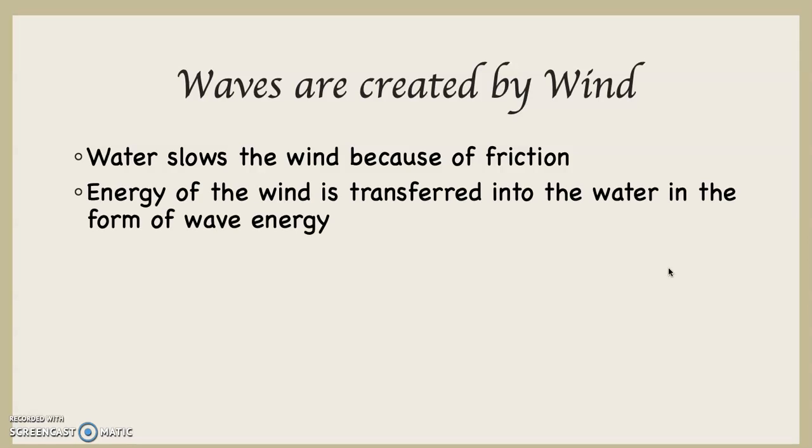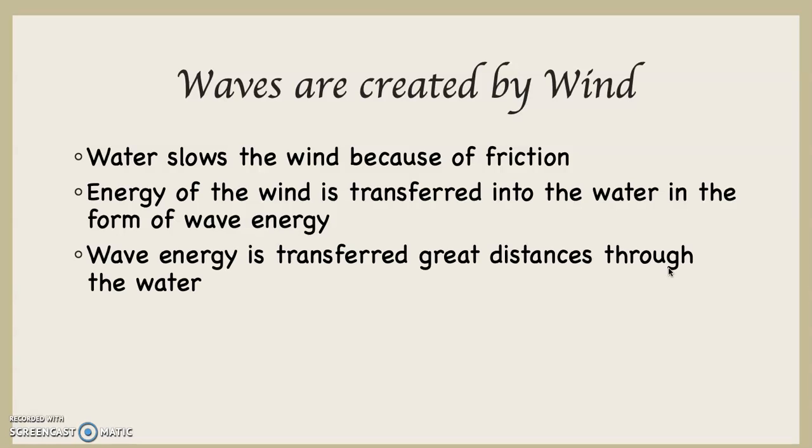So all that happens is that energy comes out of the atmosphere as the wind is blowing along. Because of friction, the wind slows down, and that slowing down is just a matter of the energy being taken out of the air and put into the water. That's what slows the wind down, and of course that's what creates the wave that is then transmitted through the water. Wave energy is then transferred over great distances through the water. So once again, energy is coming out of the atmosphere, it's transferred into the water, and then the wave energy passes through the water.